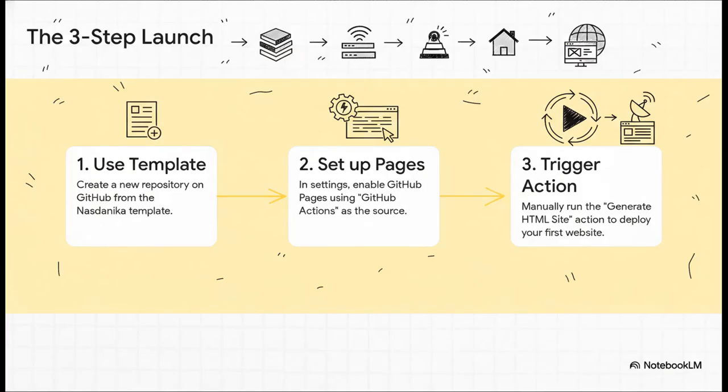And getting that first site live is incredibly fast. We're talking just 3 simple steps. First, you use that template to create your own repository. Second, you just pop into the settings, go to GitHub Pages, and tell it to use GitHub Actions as its source. And third, you manually run the Generate HTML site action just one time to kick things off. That is it. In just a couple of minutes, you'll have a live URL with a starter website.